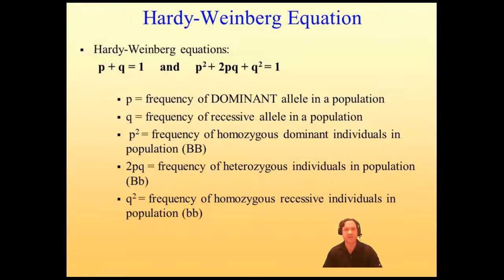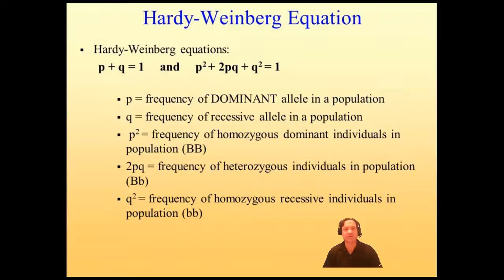So what we need to know is, what do these variables stand for? The first one is P. That is the frequency of dominant alleles in a population. Now, if you remember from genetics, alleles can be dominant or they can be recessive. For example, blue eyes is a recessive trait. So the only way you can have blue eyes is you have to have two recessive alleles that you got from both of your parents. So P is the frequency of the dominant allele in a population.